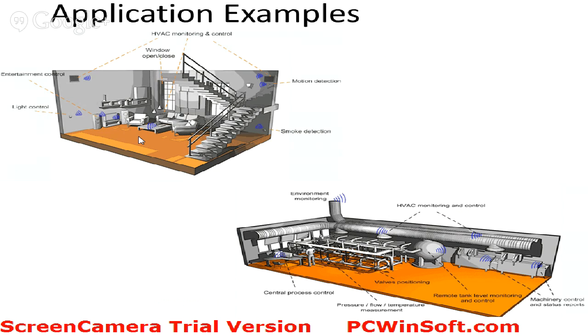Now you can see in a typical home you can have entertainment control system, lighting control, and similarly in the factory you have AC control, environmental monitoring, pressure gauges. All those things can be connected to the coordinator and with a common program you can manage everything.